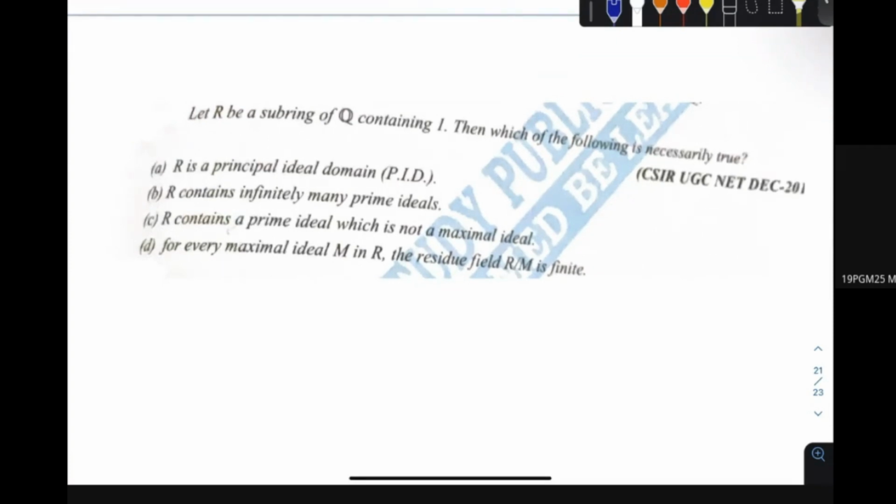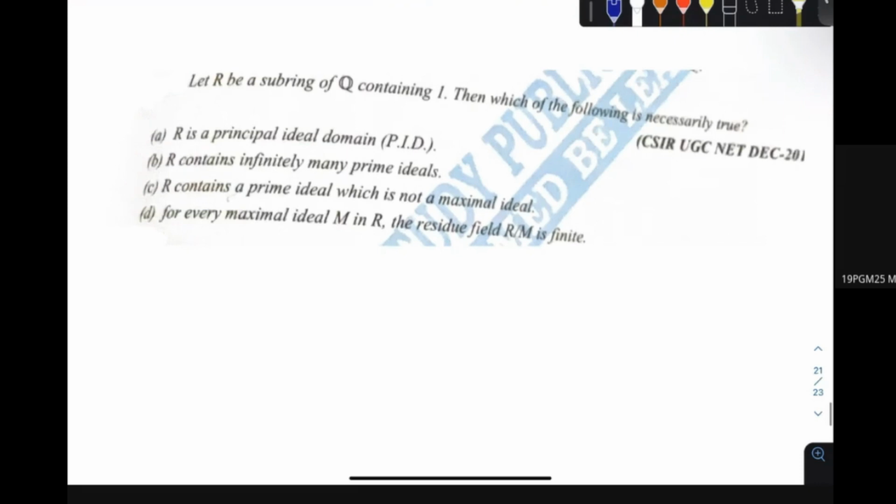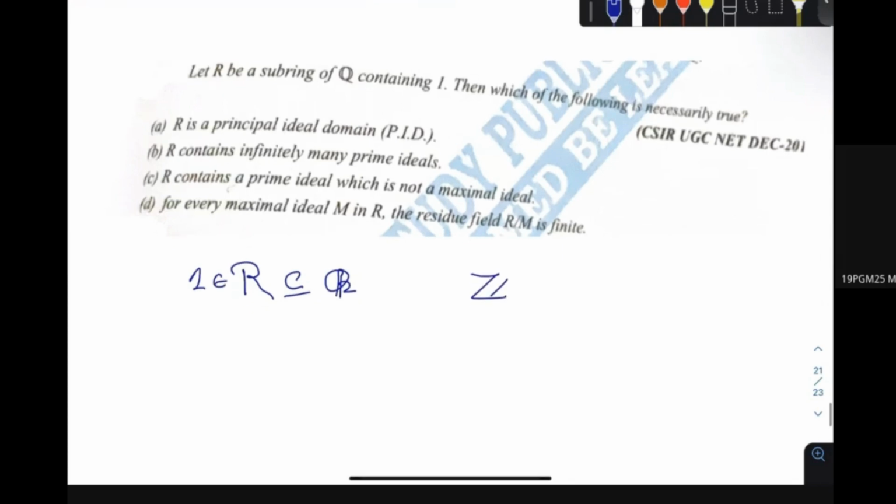Let R be a subring of Q containing 1. Which of the following is necessarily true? Is R a principal ideal domain? Okay, they are saying that R is a subring of Q. Do we have an example? Yes, we have the example Z. Do you know any other examples other than Z? Any other examples?